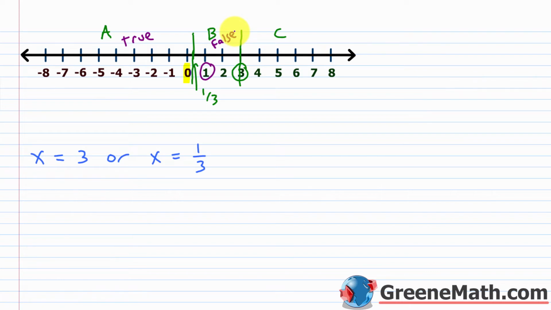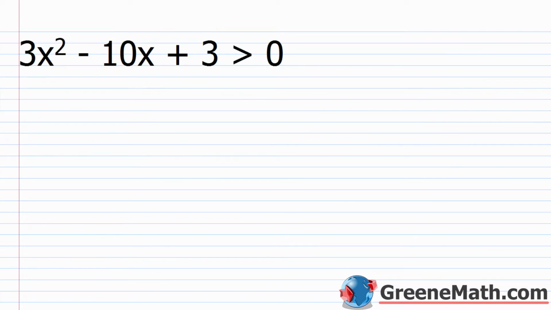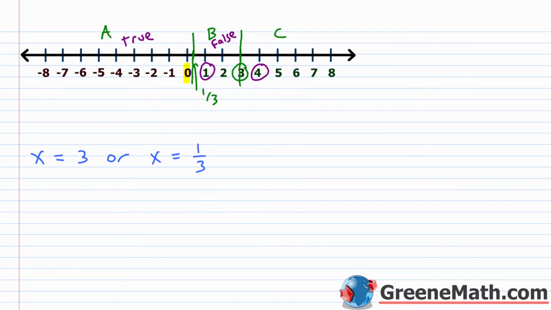Then what about interval C? Well, this is anything greater than 3. So I could just choose 4. And we'll go back here and just plug in a 4 for every x. So 4 squared is 16. 3 times 16 is 48. Minus 10 times 4 is 40. Plus 3 is greater than 0. So 48 minus 40 is 8. 8 plus 3 is 11. 11 is greater than 0. So this results in a true statement. So we can go ahead and say that this is true over here. Okay, so let's erase this. We don't need this information anymore. So all I'm going to do is write my solution.